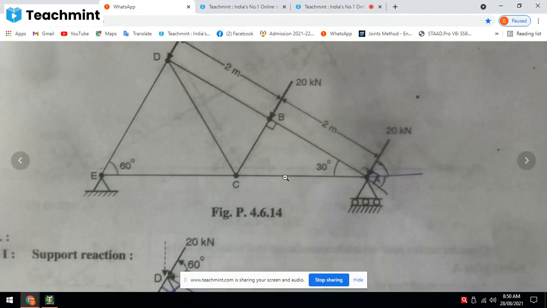1 minute. Sin 30 is equal to opposite by hypotenuse. So it is 2 into sin 30. First of all, we have to find out the values, and only then will we draw the truss. So vertical is 1. Hypotenuse, cos 30, adjacent AC, 2 meter divided by hypotenuse.